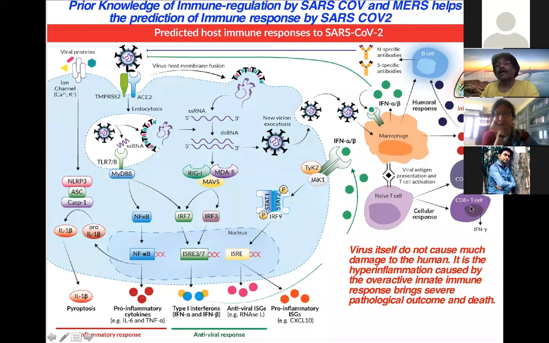CD8 plus T cell. So cytokine causes more cytokine. So this will go like a vicious cycle. If we fail to control this, it will cause hyperinflammation and will cause death. But this is also an important part of the innate immune system.